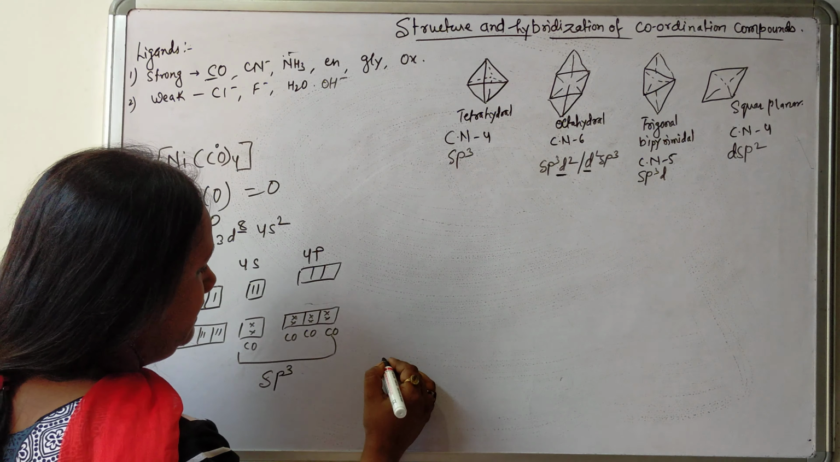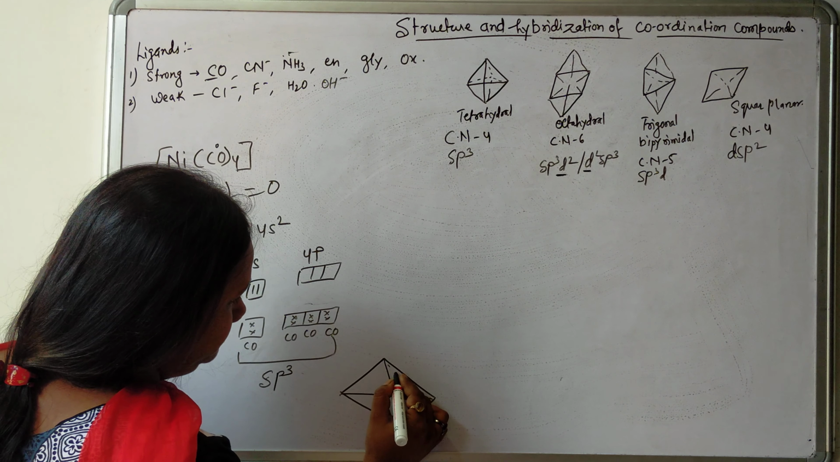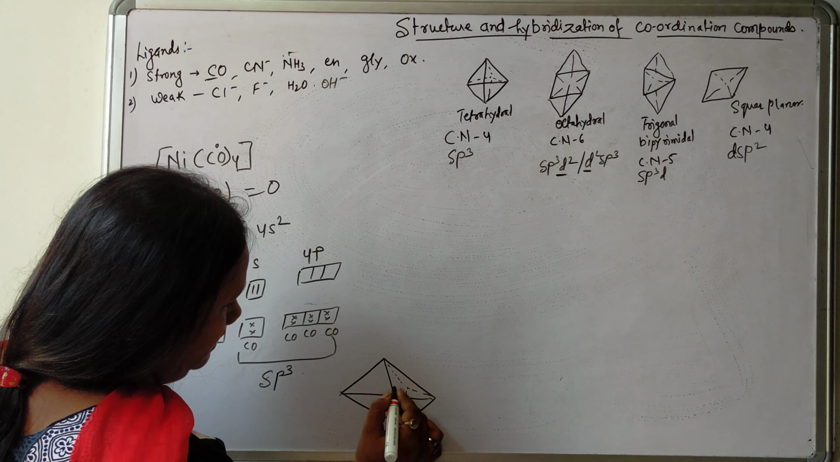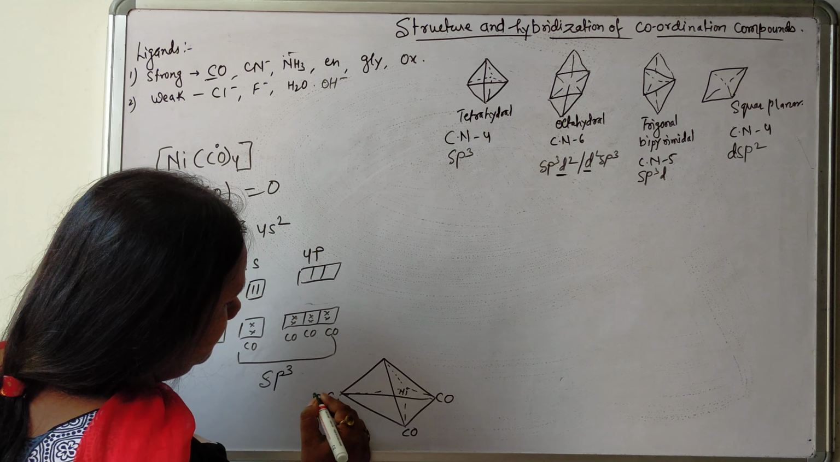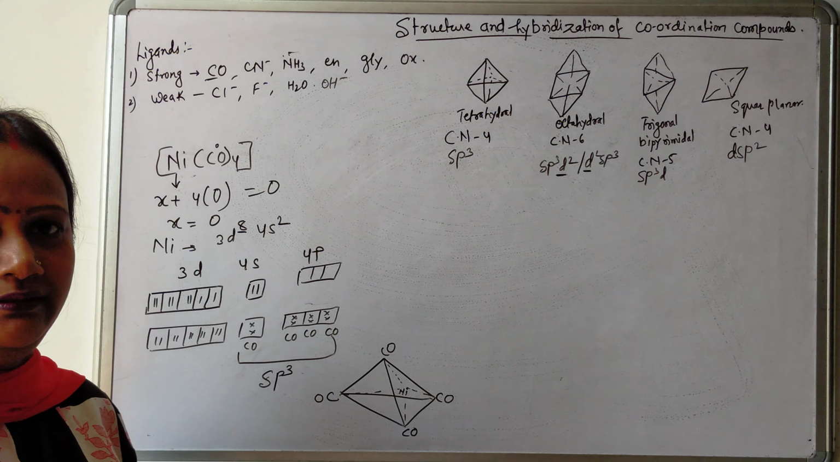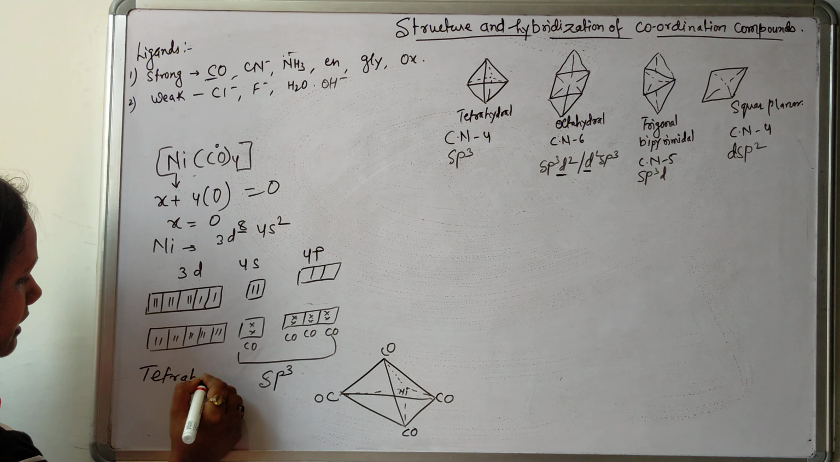So I'm going to draw the tetrahedral structure. Nickel is the central metal atom and carbonyl is donating electrons to the central metal atom. This is the tetrahedral structure. Understood? The hybridization is sp3 and the structure is tetrahedral.